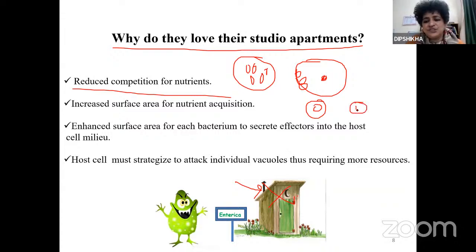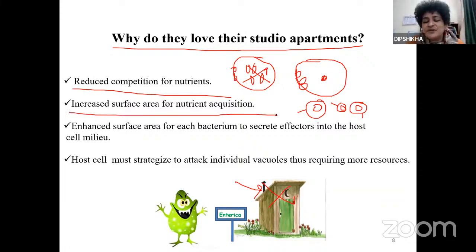Yeah, you have two situations here. Pardon me for my bad drawing, because I'm drawing with the mouse. Now, if you look into this part, there are many bacteria in a vacuole. So only the bacteria at the periphery will get the benefit of the nutrient, and all the bacteria at the core will die. So it's not a good strategy. But if each and every bacterium is in a separate vacuole, as the number of bacteria grows within the cells, each of them is separated by a compartment. So each one of them will get their own share.